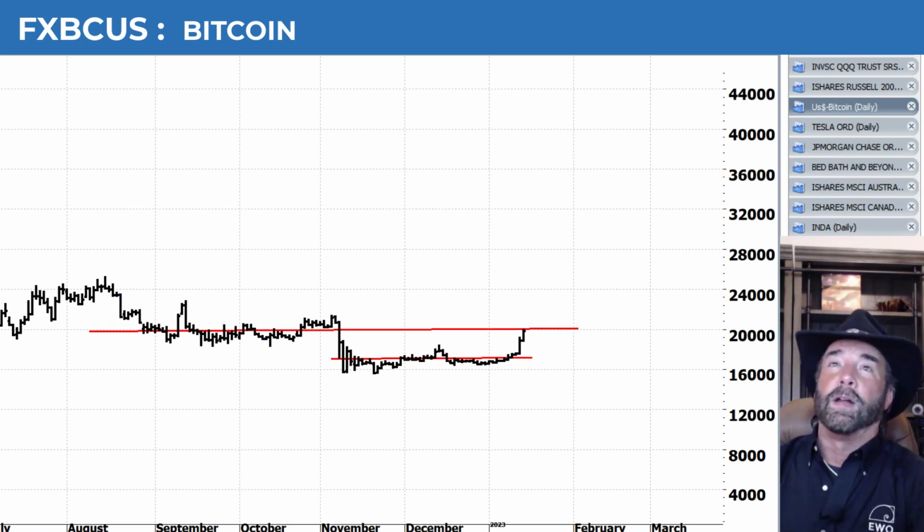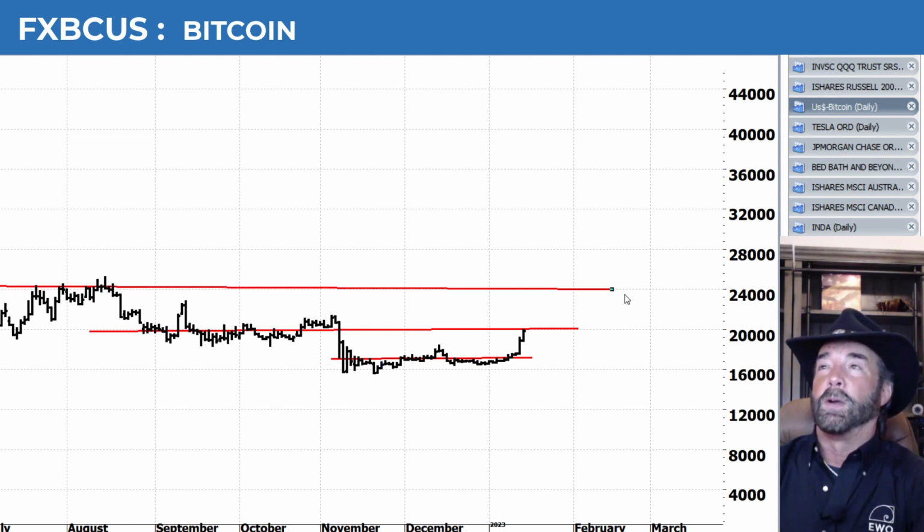And then if we break above 20, then we have the same scenario that occurs at 24. So just as we step down in those 4,000 blocks on the way down, they're going to act as resistance on the way up. But pretty interesting here.